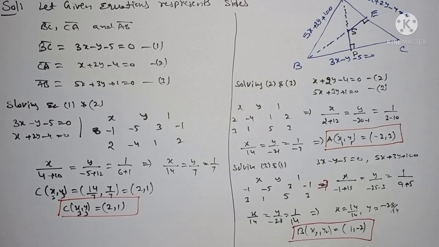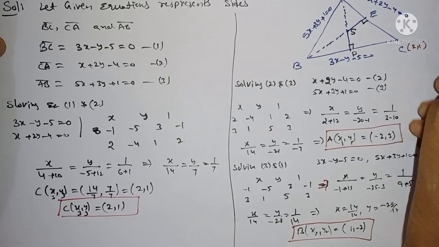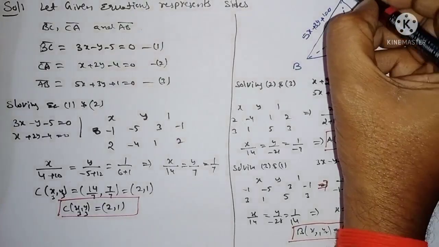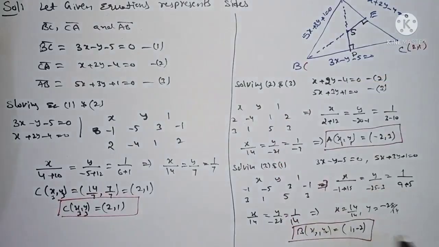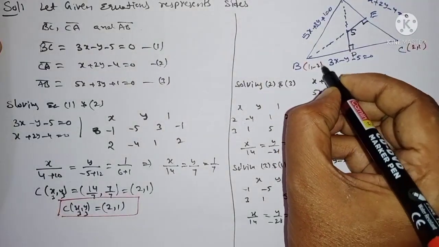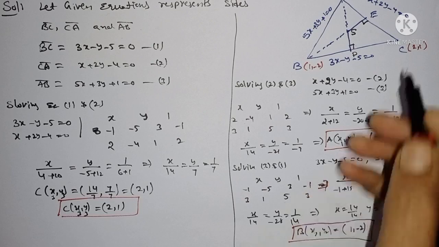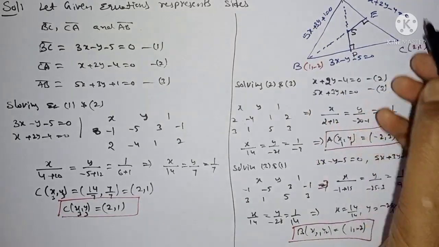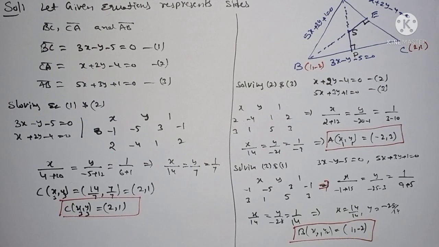You got the 3 vertices. I am writing here C is equal to 2 comma 1, A is minus 2 comma 3, B is 1 comma minus 2. You got here 3 vertices. Then find the SD equation. How can you find it? This is D. D is the midpoint of BC and E is the midpoint of AC. And do the same method, okay?